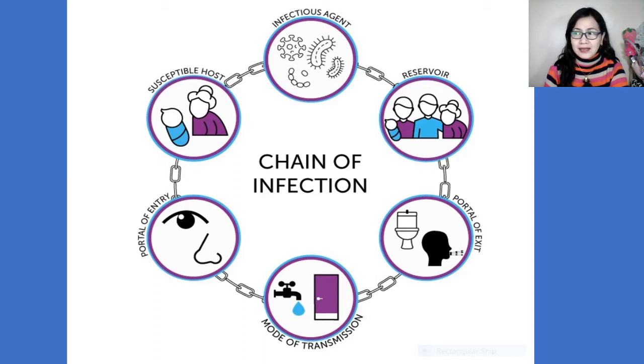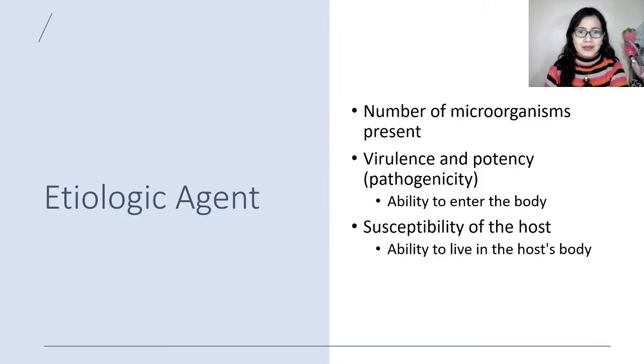Now let's discuss the chain of infection. So when we say chain of infection, there are various elements, and these are infectious agent, reservoir, portal of exit, mode of transmission or method of transmission. We also have portal of entry and susceptible host. Okay, so let's describe each element.